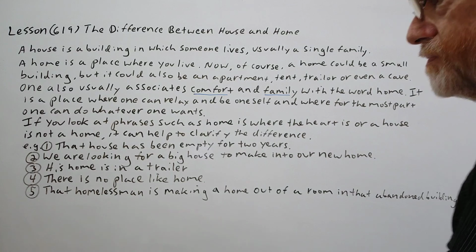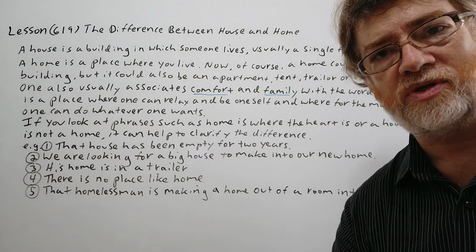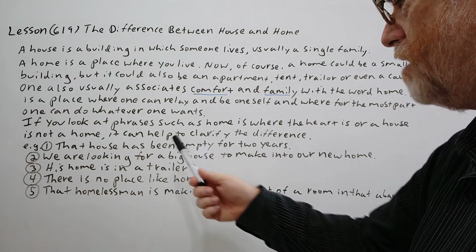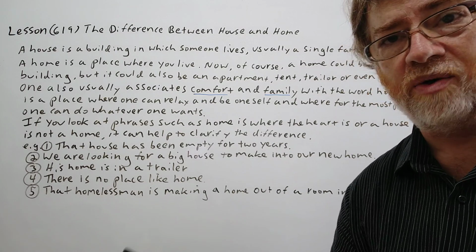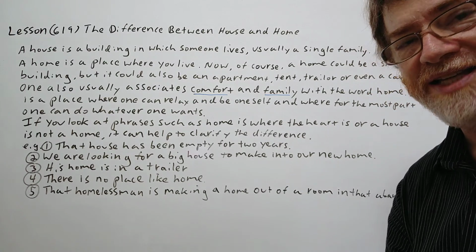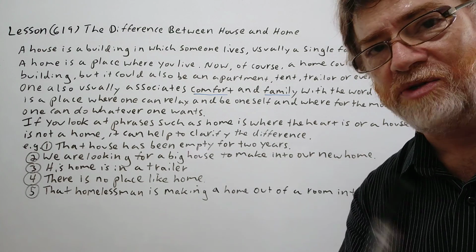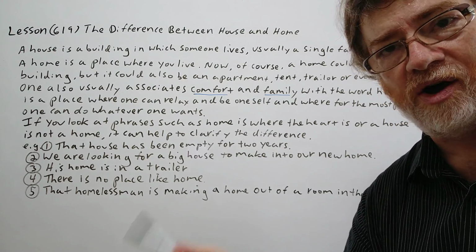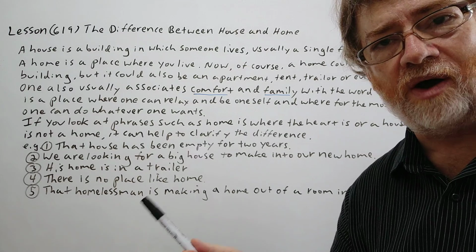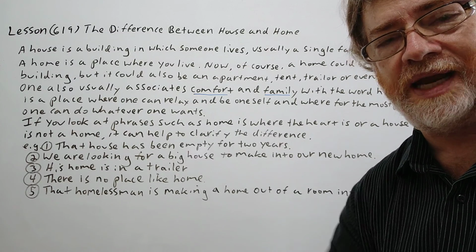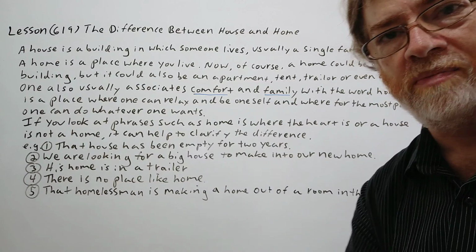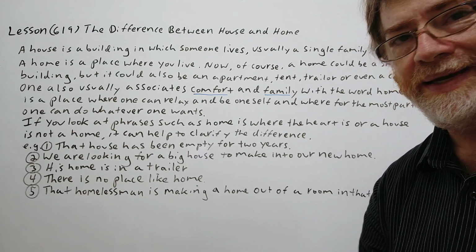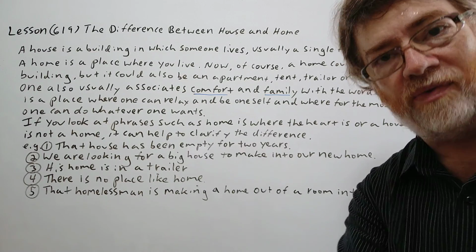All right, let's continue. And here are several other examples to try to help. That house has been empty for 2 years. So it's empty. It's not a home. Nobody's living there. So therefore it's a house, but it's clearly not a home. Plus, a person could even own a home that they don't live in. Now, they may rent it to somebody else, and some other family may make it their home. But the person who owns it, it's not their home, but they own the house.